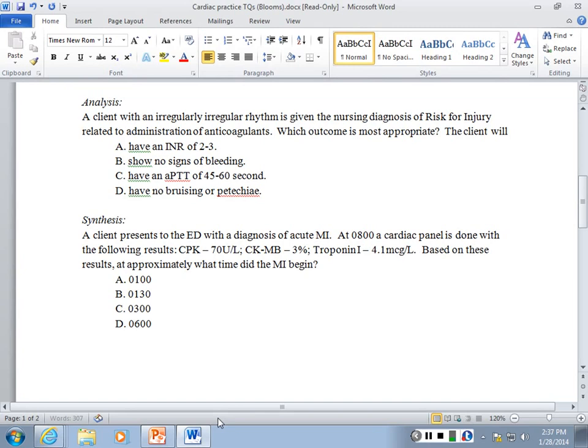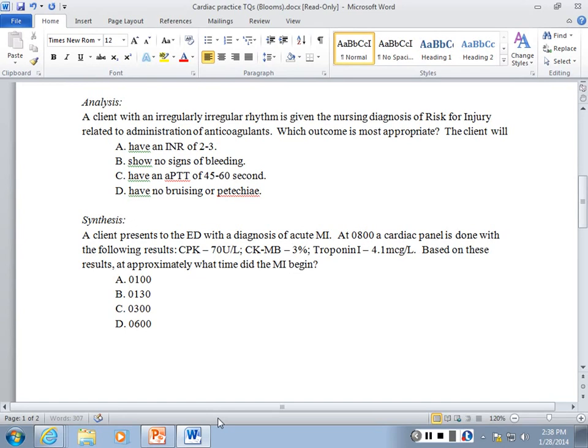Look at the synthesis question. Synthesis means we're putting lots of knowledge together to get an outcome. There's a good bit happening here. Right? You have to have a lot of knowledge to answer these questions. You see that? So let's decide what's going on here.